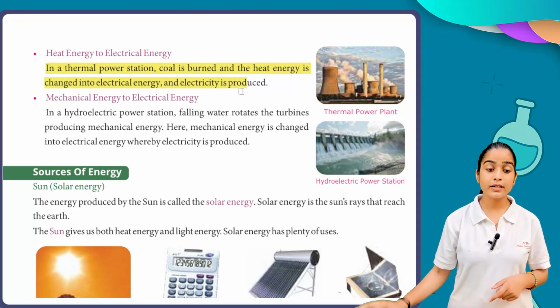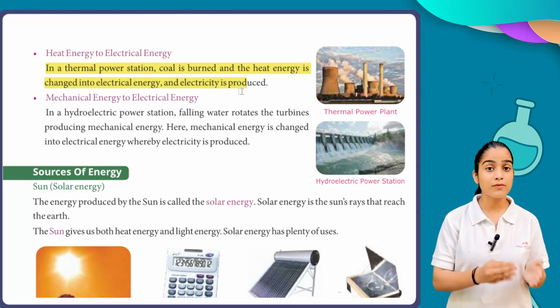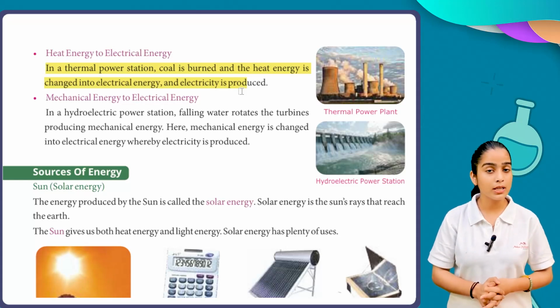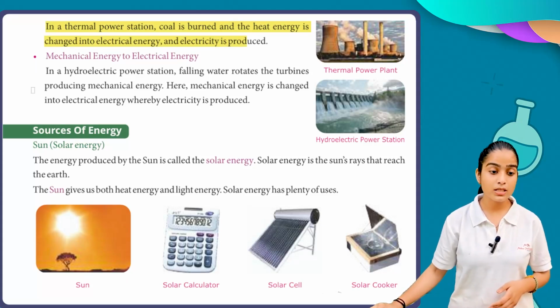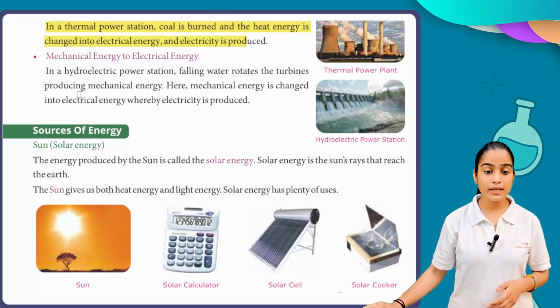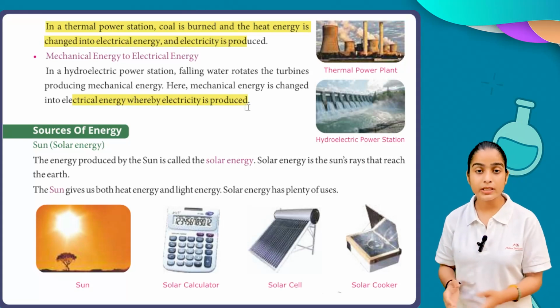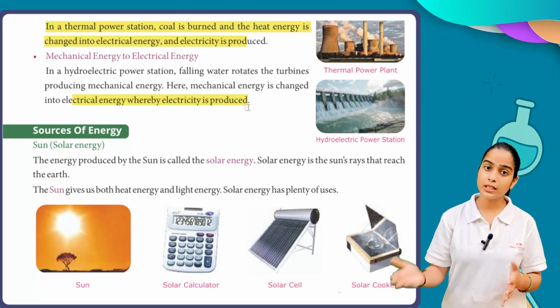So what we understand here is that when thermal energy, or heat energy, is used in a power station, we generate electricity. So heat energy can be used to produce electrical energy. Now, mechanical energy to electrical energy. In a hydroelectric power station, falling water rotates the turbine, producing mechanical energy. Here mechanical energy is changed into electrical energy. So with the help of machines we can produce electricity. That is why mechanical energy is used to produce electrical energy.